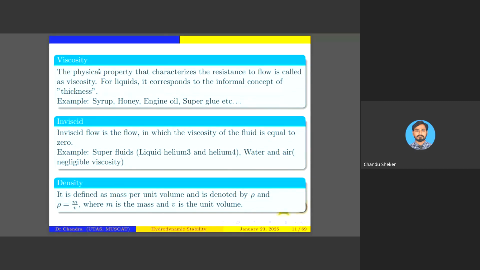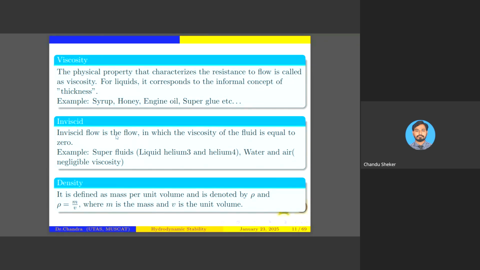Now viscosity, a word we will use in my problem, so I'm going to explain it. What is viscosity actually? It is the thickness of the fluid, a characteristic or physical property of the fluid that characterizes its resistance to flow. Different fluids have different viscosities. Here I mentioned some fluids: syrup, honey, engine oil. These are liquids having different viscosities.